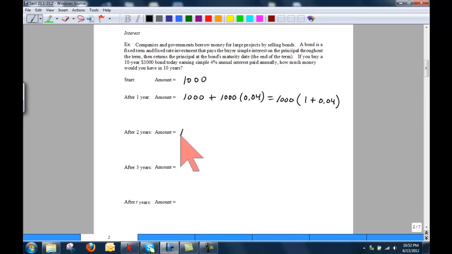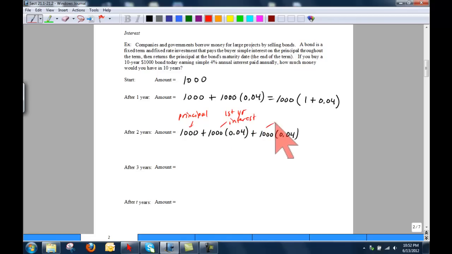How about after 2 years? Well, you still have your original $1,000 put away. Then you have interest from the first year. It's actually already been paid to you. And then you also get interest on the second year. So what's going on here? This is principal, first year interest, and second year interest. And let me rewrite this as well.